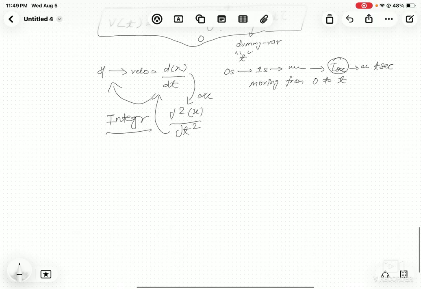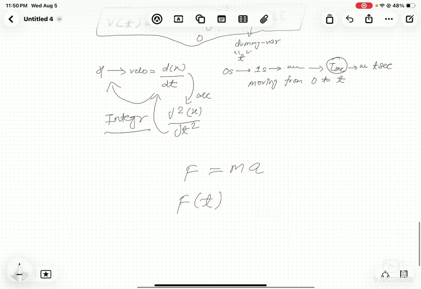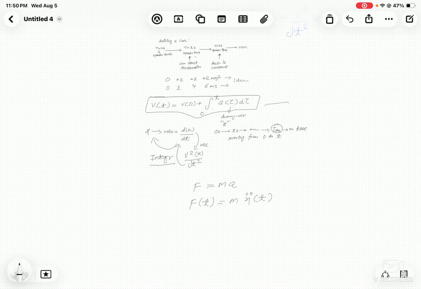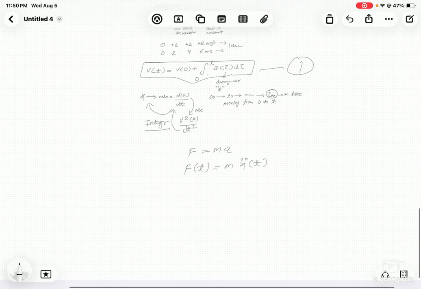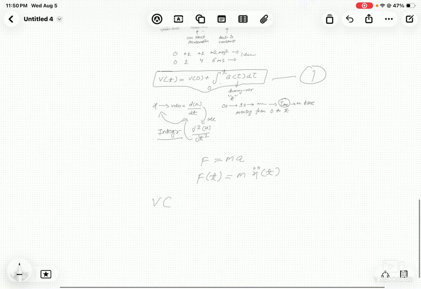and through Newton's second law, we know force over mass equals acceleration. So yeah, we can write it like this in terms of time. So we can replace it in our first equation. So it would look like this.